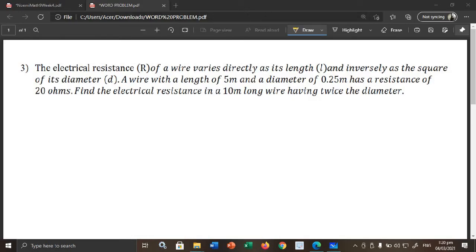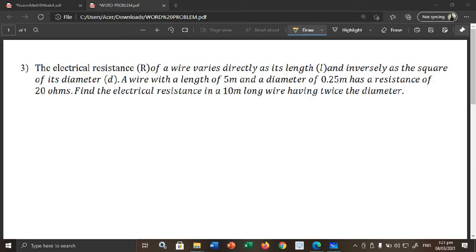How about if the given problem is a word problem regarding combined variation? Like this example. The electrical resistance R of a wire varies directly as its length L and inversely as the square of its diameter D. A wire with a length of 5 meters and a diameter of 0.25 meters has a resistance of 20 ohms. Find the electrical resistance in a 10-meter long wire having twice the diameter.